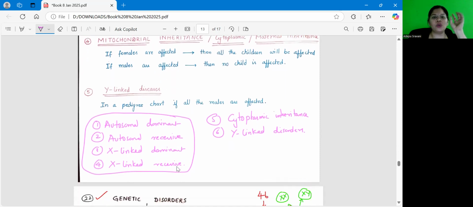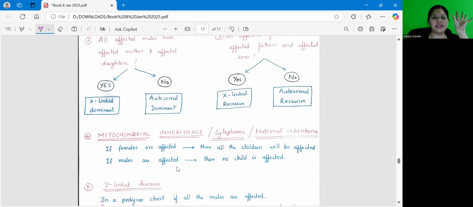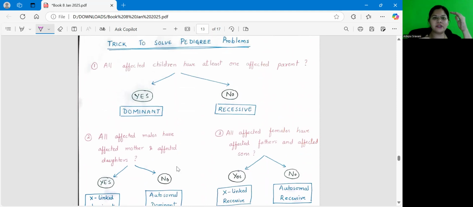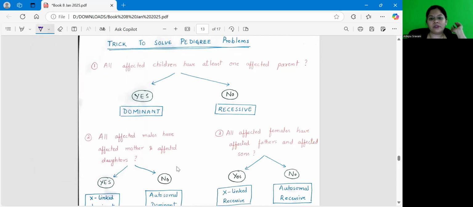Okay, so what did I say? When you see the pedigree chart, first you see the options. If you have these 4 in the options, then you have to read the question properly, and then you have to ask whether, okay, we have generations there. So I'll give you one example. Let me take one example randomly.